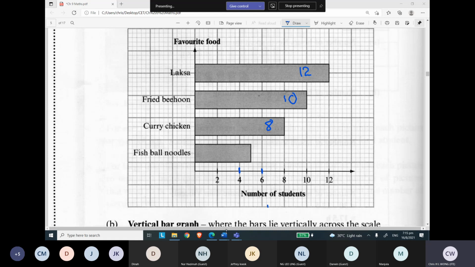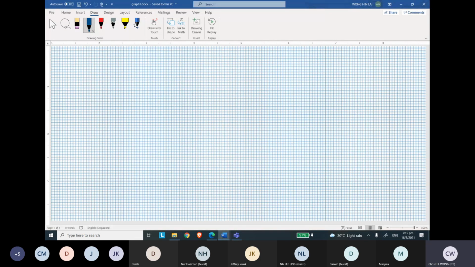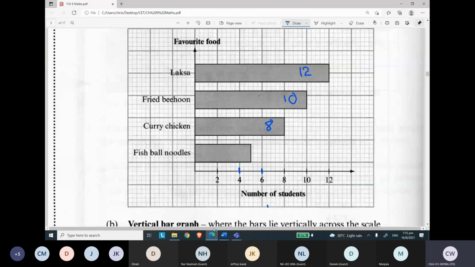Now, in the exam, they will give you a graph paper, something like that. This is a graph paper. So when you look at the graph paper, you must know what to do. The graph paper is actually meant for you to do this. Let's say, for example, they ask you, can you draw a representation of the data? They give you the data, and when they give you a graph paper, then how do you draw?